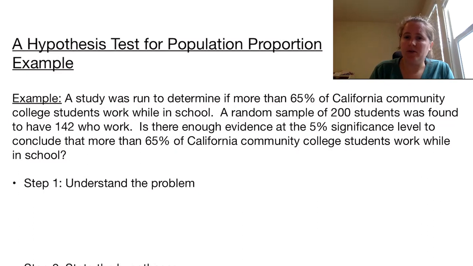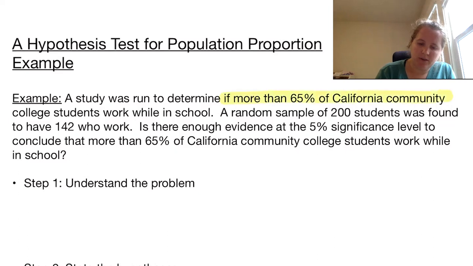So I'm going to first just look for what our research question is. Our research question is essentially asking if more than 65% of California community college students work while in school. And then we have this asked once more. So that first sentence and this last sentence are both essentially our research question.